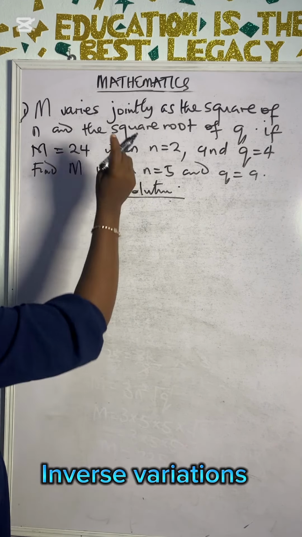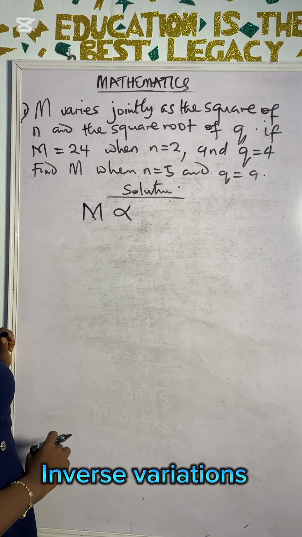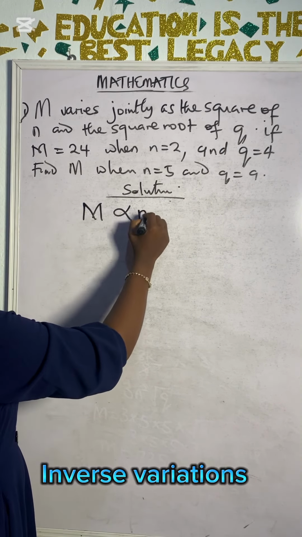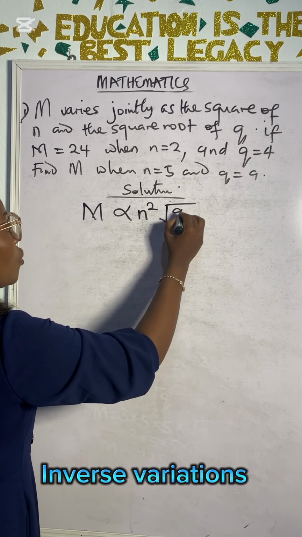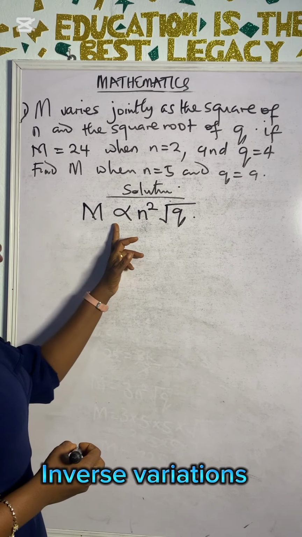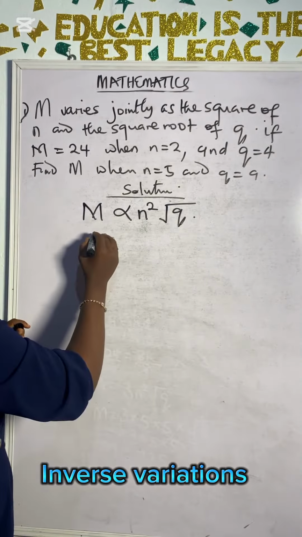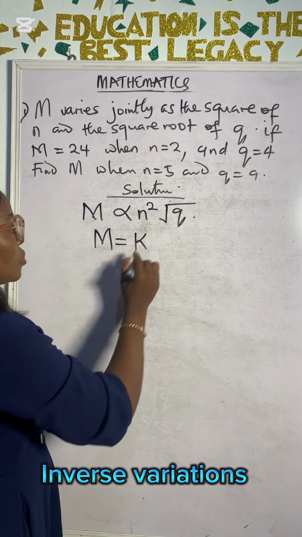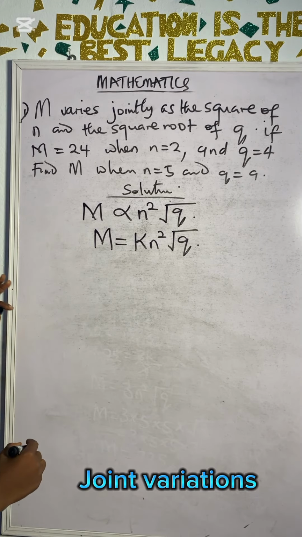M varies jointly, so m, you introduce the sign of proportionality, is equal to the square of what? n squared, and the square root of q. So this is the interpretation of the question. But we have to remove the sign of proportionality by introducing a constant. So if I introduce a constant, it's going to give me k n squared, the square root of q. Now let's continue with the question.